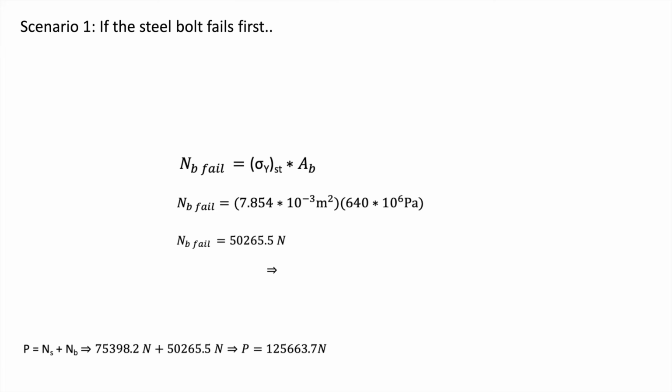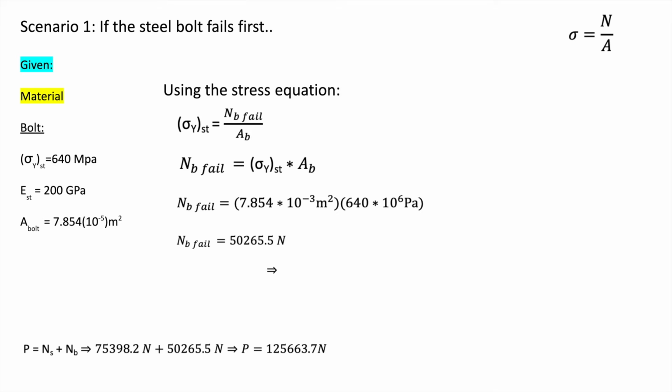Moving forward, we want to consider the scenario where the bolt fails first. So what we're going to do is use our stress equation that we learned in 240, which is N over A, or normal force over area, because we were actually given our yield stress, if you remember from the first slide. So a little bit of algebra here, multiply our yield stress by the area, and we're given a force. So our normal force of the bolt is going to be 50,265.5 newtons.